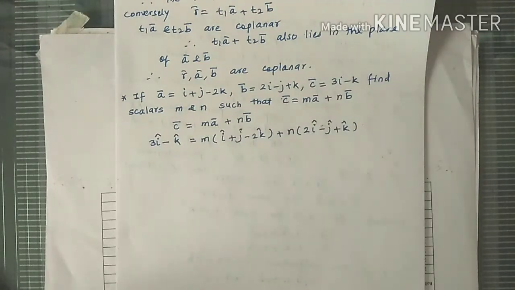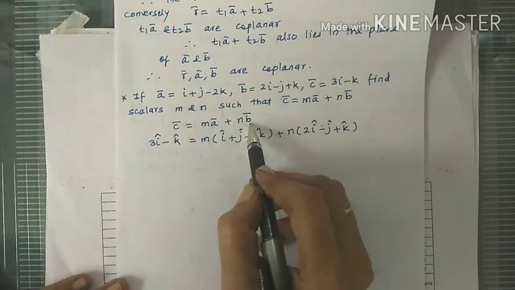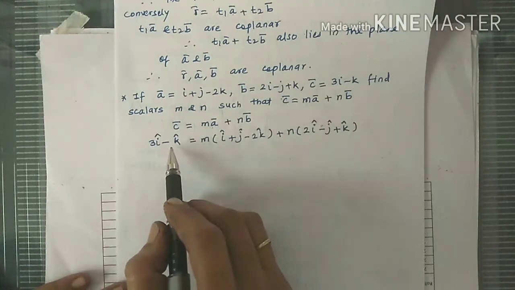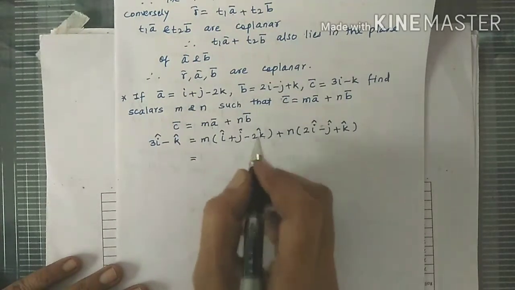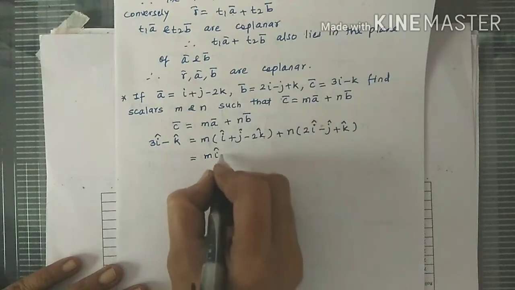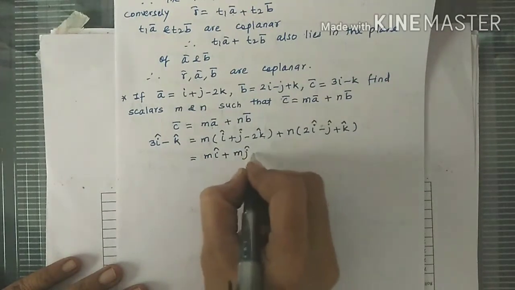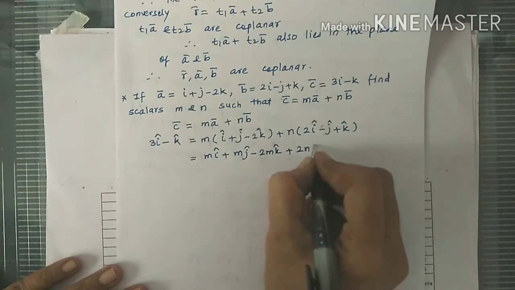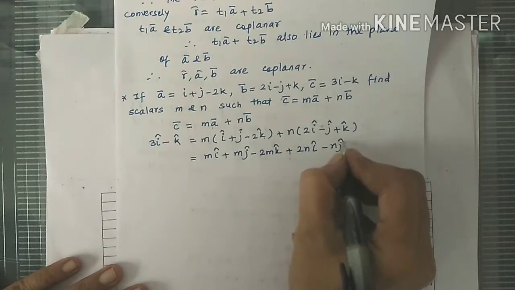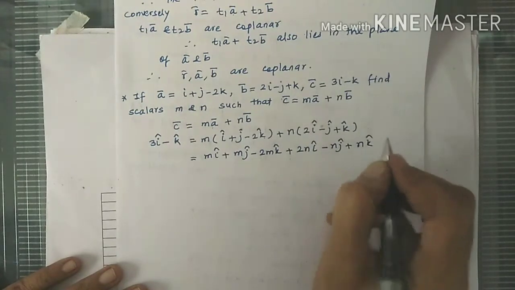A bar, B bar and C bar are given, and find the scalars m and n such that C bar equals m A bar plus n B bar. So I have already written C bar, A bar and B bar here. So C bar is given as m A bar plus n B bar, and I have substituted C bar, A bar and B bar. Now let's multiply this bracket by m. So this becomes m i cap plus m j cap minus 2m k cap plus 2n i cap minus n j cap plus n k cap.